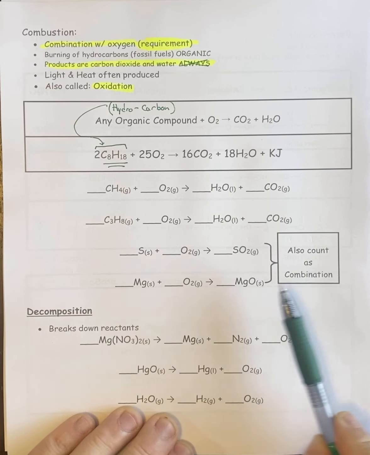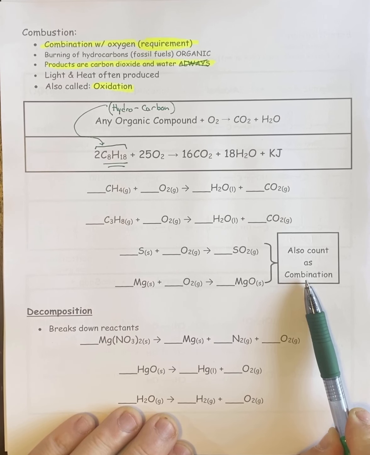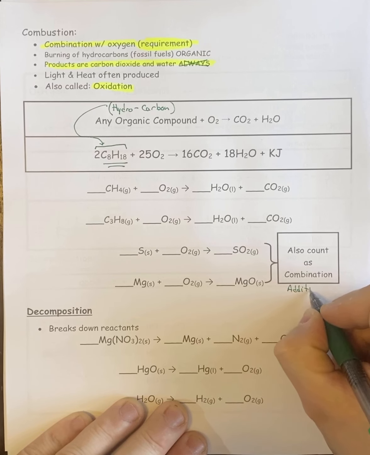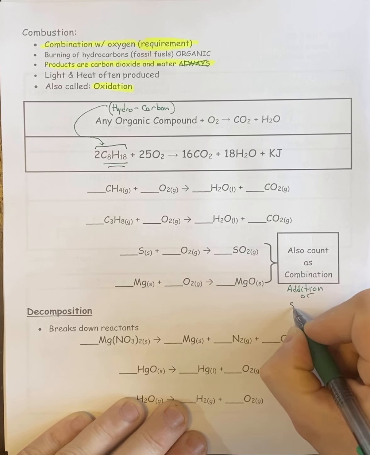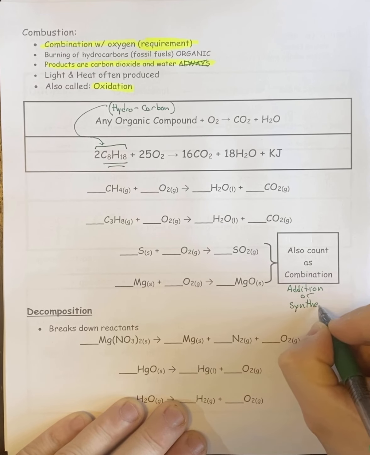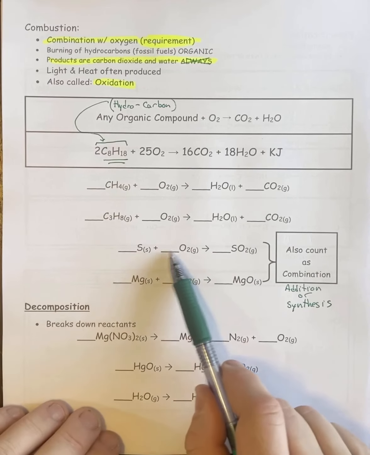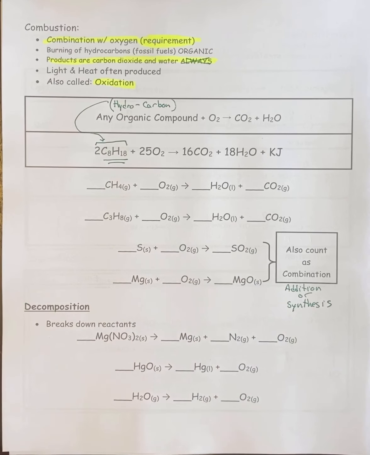All right, and these also count as combination, addition, or synthesis. The reason is because we're adding two elements together to make one. So it turns out some chemical reactions do fall into more than one category.